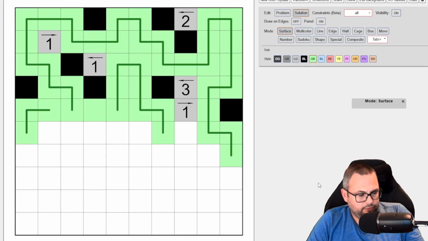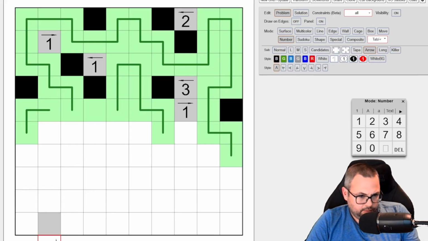Okay, that looks good to me. Okay, let's do a clue now up this side. Oops, not there. No, no, no. A clue up this side with a 2.